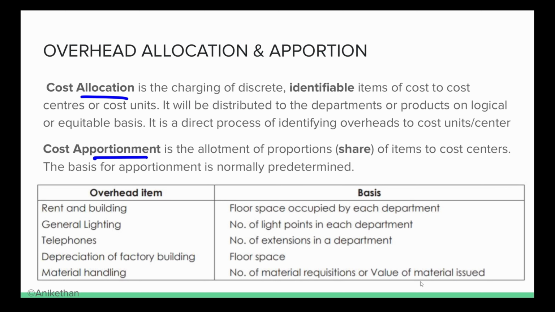So for overhead items, let's take the example of rent and building. The basis will be floor space area. Similarly, general lighting, here also you can have floor space area or number of light points. Telephones, number of extensions. Depreciation of factory building, again floor space. Material handling, number of material requisitions or value of material issued. You have to be very thorough with the basis from the examination as well as a practice point of view. So when you look at one of the problems, you will understand.